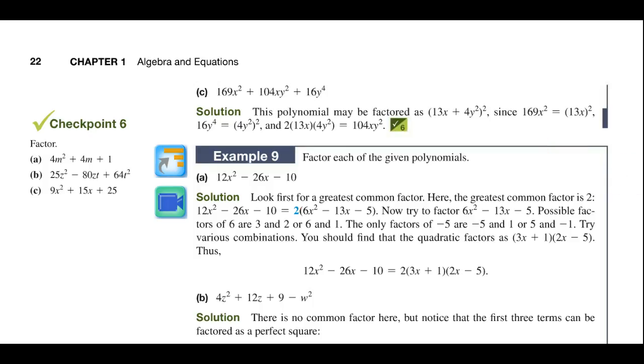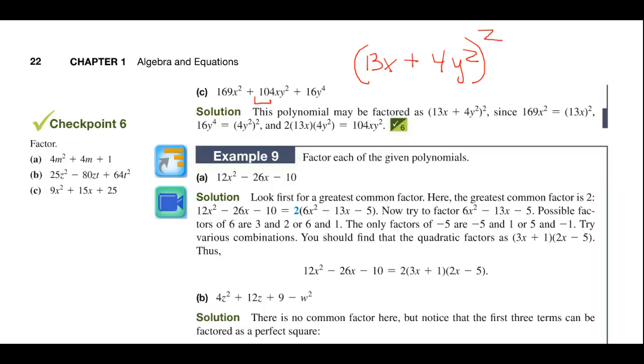In letter C, we see here, this is a perfect square, this is a perfect square, and we give it a try. This is 13x. Our middle sign is plus. This is going to be 4y squared. We multiply these together and we double it and we actually get 104. So this is the factoring of this perfect square trinomial.